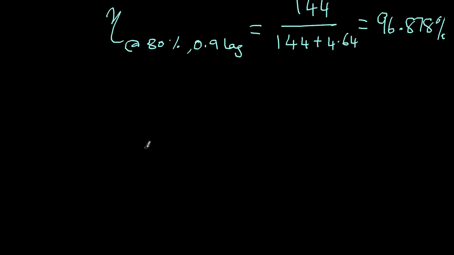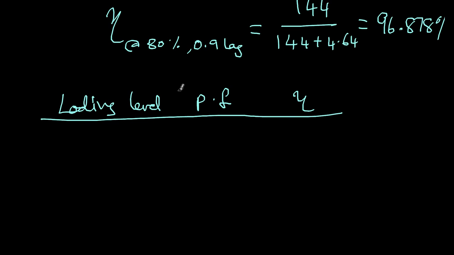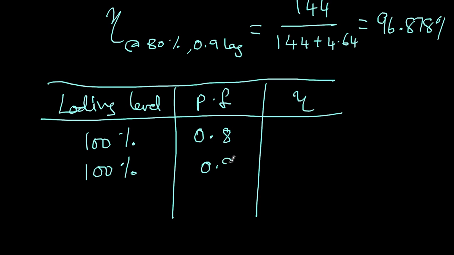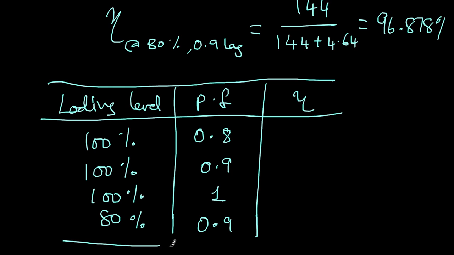Let me summarize all the results. The condition: loading level, power factor, and then efficiency. Loading level is 100%, full load, power factor was 0.8. Loading level is 100%, power factor was 0.9. Loading level 100%, power factor 1. And finally loading level 80%, power factor of 0.9. What is the efficiency in all these cases? This is what we had solved before.